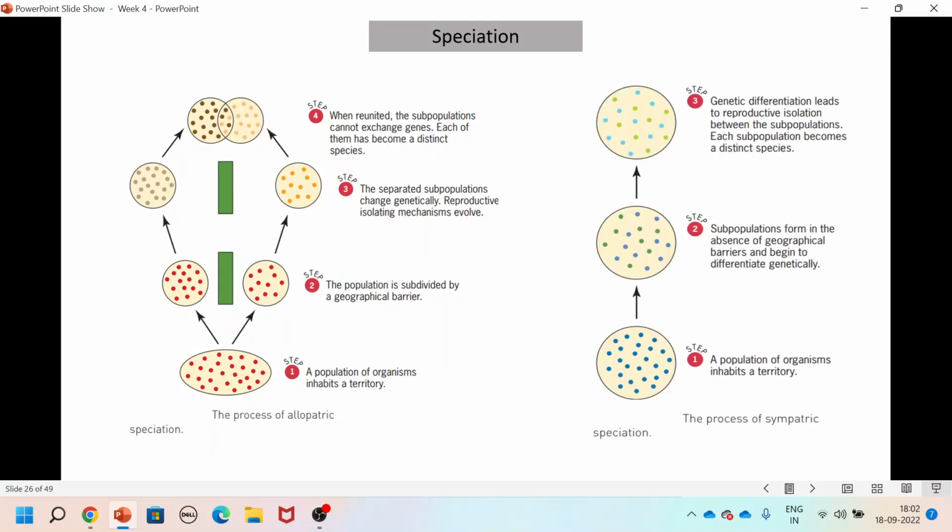The second is the sympatric speciation. So in this, a population of organisms inhabits a territory, and without any geographical barrier, some subpopulations form and they begin to differentiate genetically. Like they start accumulating some genetic differences. Ultimately, these genetic differences accumulate so much that this leads to reproductive isolation within the same area only, and each subpopulation now becomes a distinct species.